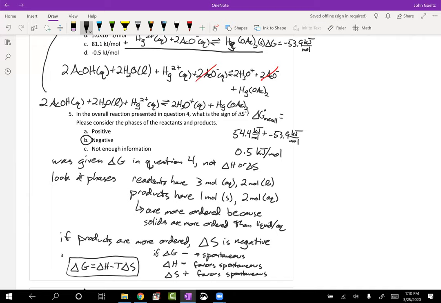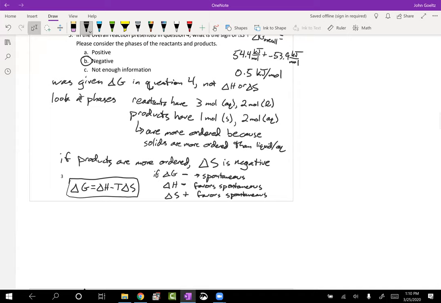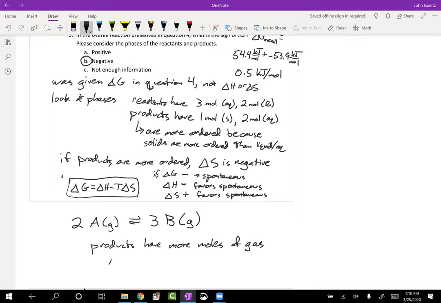I'm trying to think about how to phrase the answer to this so I don't say something that's physically untrue. I get into trouble with this, finding the right words. I think what you want to do is compare products and reactants. If we have 2 moles of chemical A, which is a gas, in equilibrium with 3 moles of chemical B, which is a gas, products have more moles of gas. So delta S for the reaction is positive.